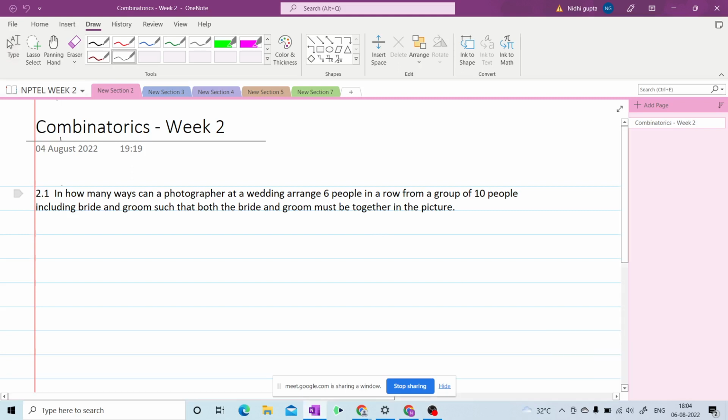So our first problem is: in how many ways can a photographer at a wedding arrange 6 people in a row from a group of 10 people including the bride and groom, such that both bride and groom must be together in a picture? So we are asked to arrange 6 people in a row.